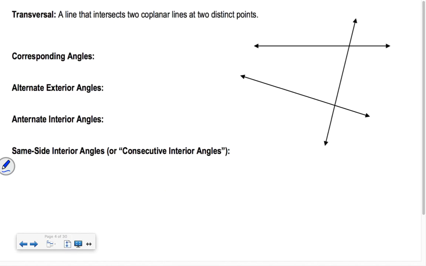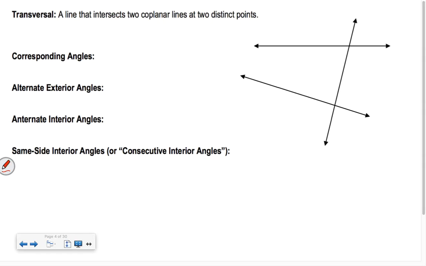All right, so let's talk about parallel lines. So we're going to first talk about something called a transversal. So a transversal is a line that goes through 2 or more other lines. So a line that intersects 2 coplanar lines at 2 distinct points. Okay, it could actually be 2, 3, 4. We could have more than 2 lines as well.